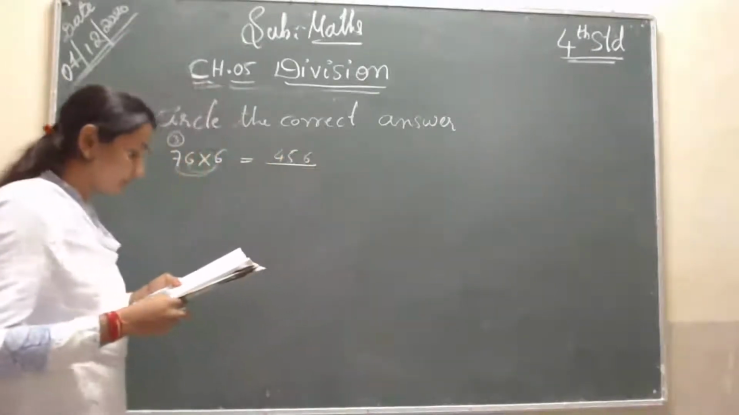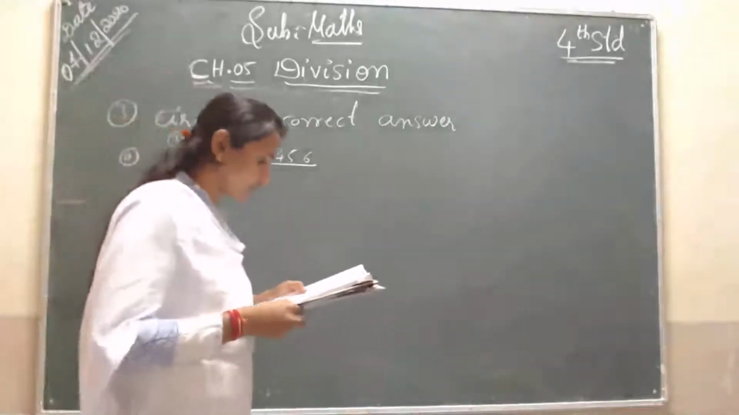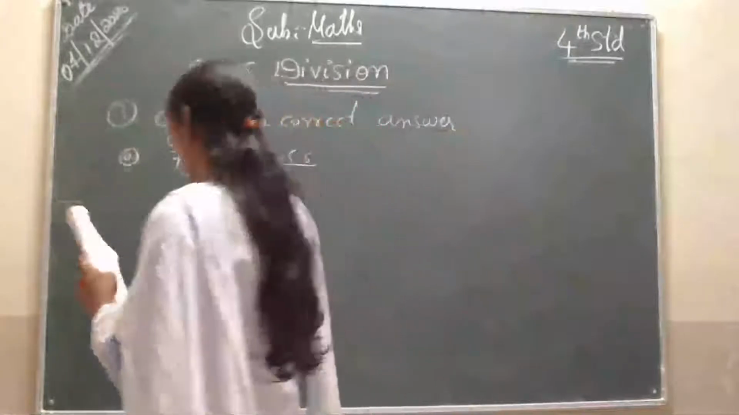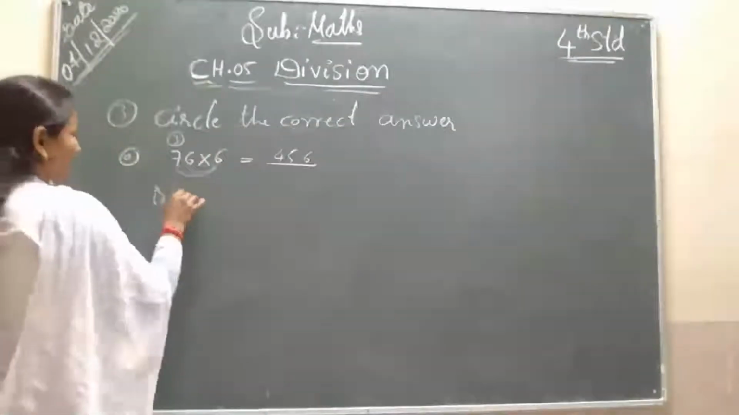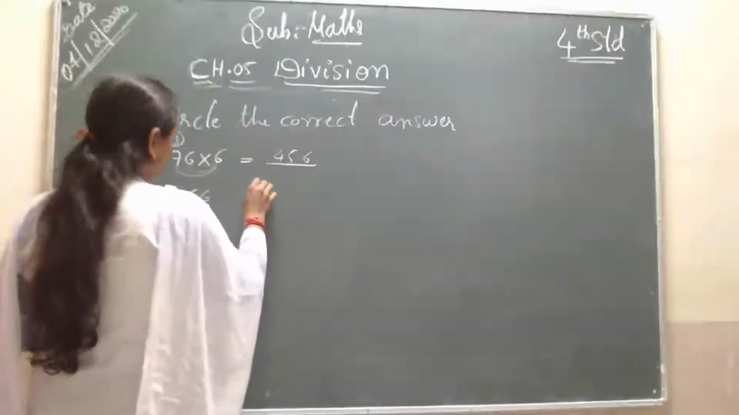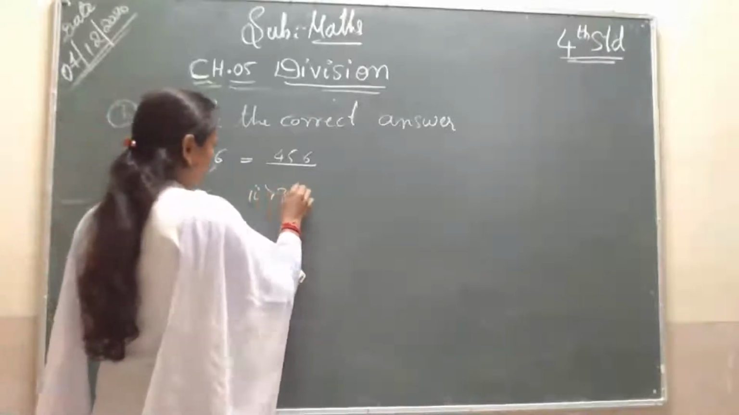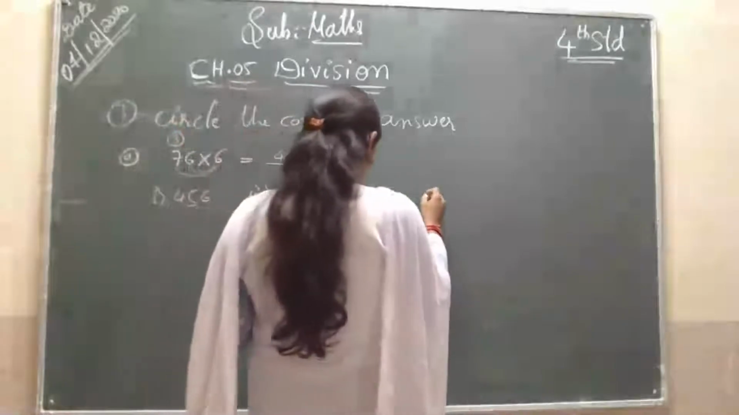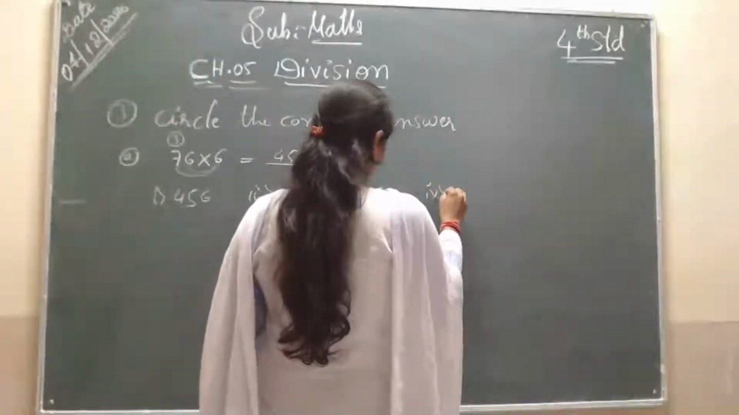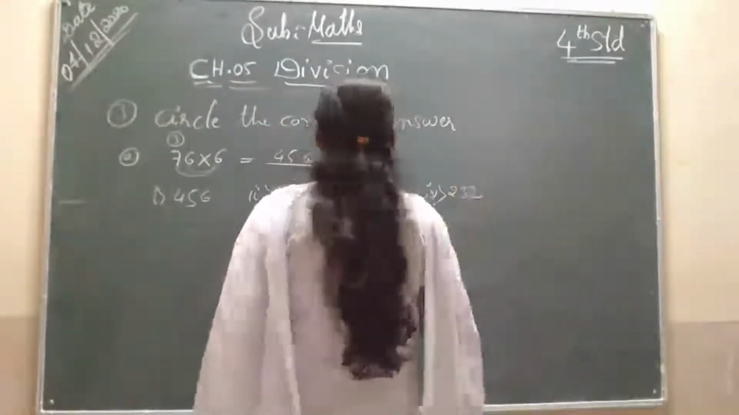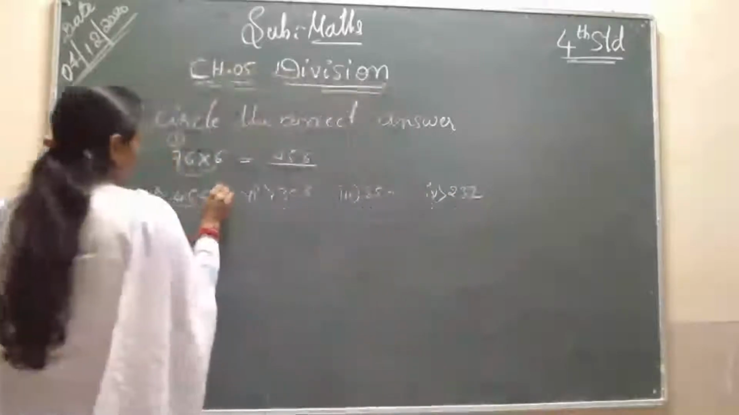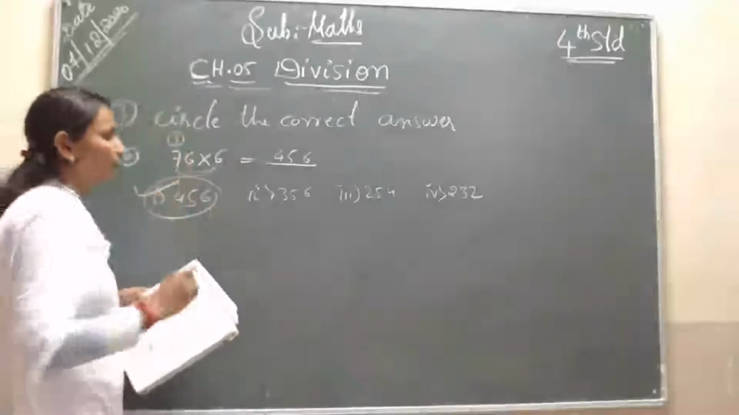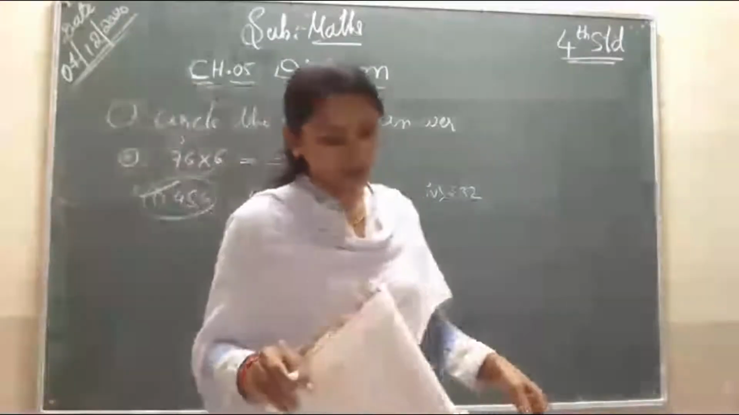Students, what is the first one? So this is A1 question. This is how to tick. First one is correct. We are already given the first option, 456. Second option is 356. Third option is 254. And fourth option is 232. So what is the result? So this is the first one. 456 is the first result.